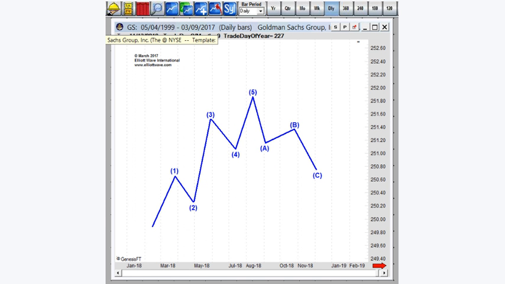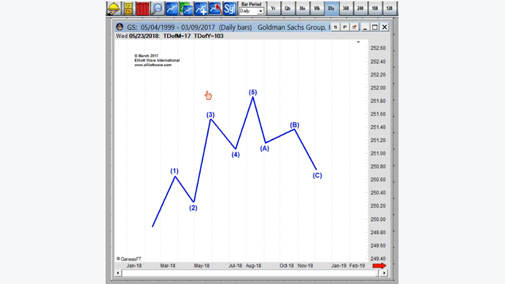Now let's talk a little bit about trading. What you're looking at here in this diagram is what I refer to as a complete 8-wave Elliott cycle.